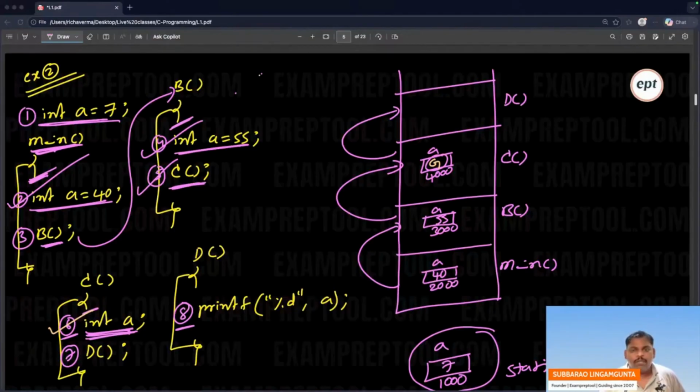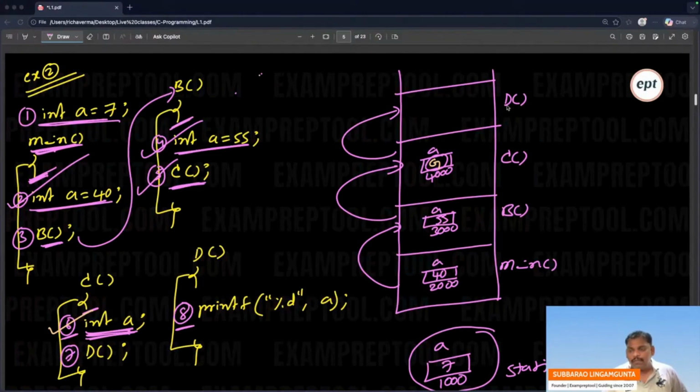What will be printed now? I want an answer from everyone. But one small question I want to ask you. In the D, you are simply saying print A. Can you help me now? In the D, is there any variable called A? In the D, you are printing A, okay. But in the D, is there any variable called A? In the D function, you are printing A. Is any variable A there in the D?